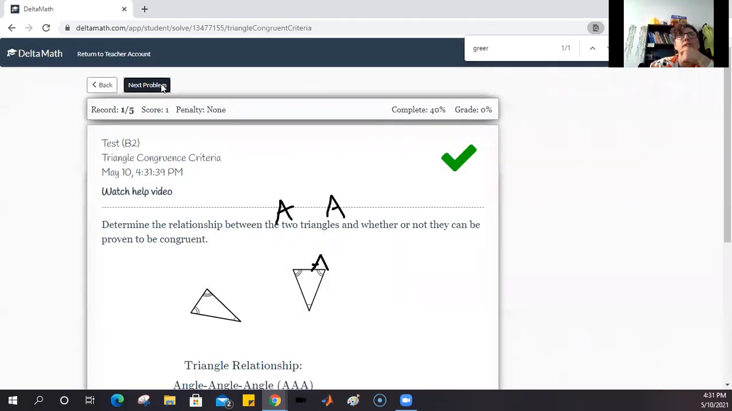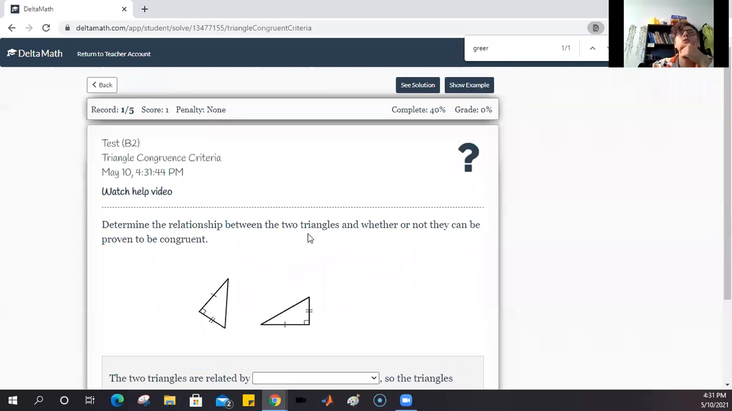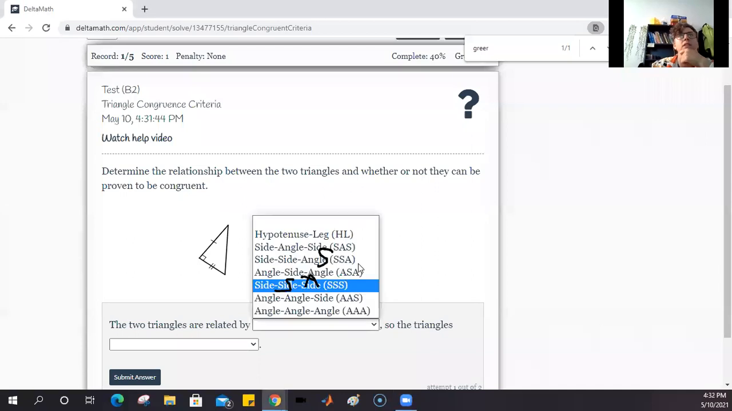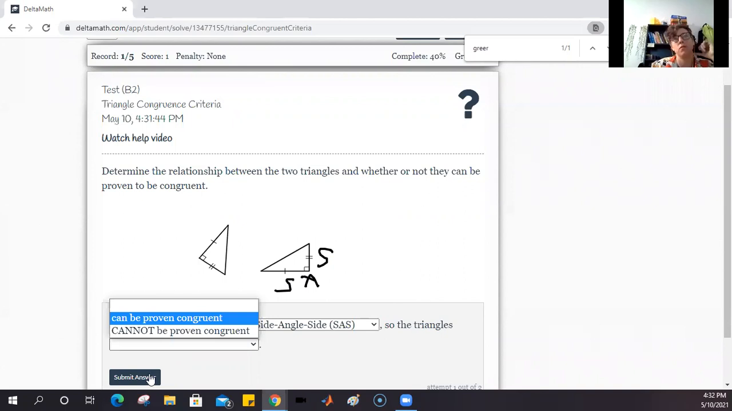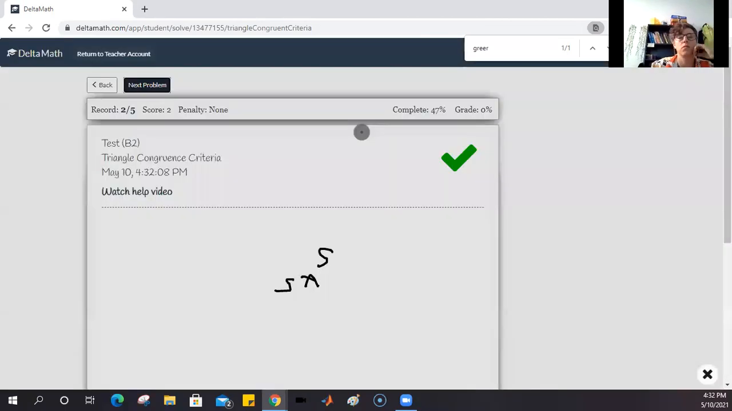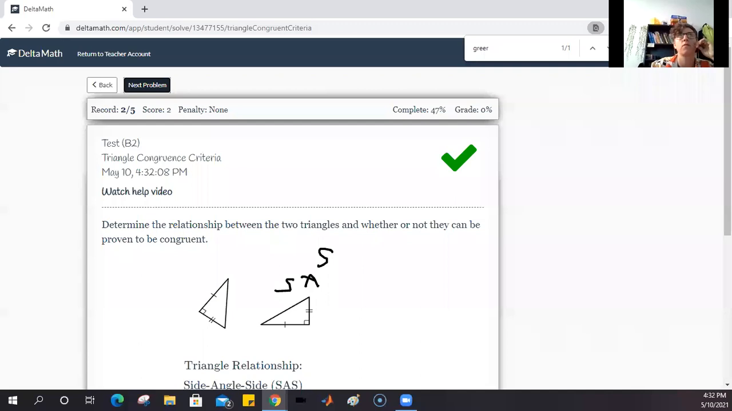And clear the screen. The next question says, determine the relationship between the two triangles and whether or not they can be proven congruent. Well, let's just mark up the things that we have. We have a side marked congruent, an angle marked congruent, and a side marked congruent. So these are related by side, angle, side. And that is a way you can prove triangles are congruent. Cool. Clear this off. Ready, go.